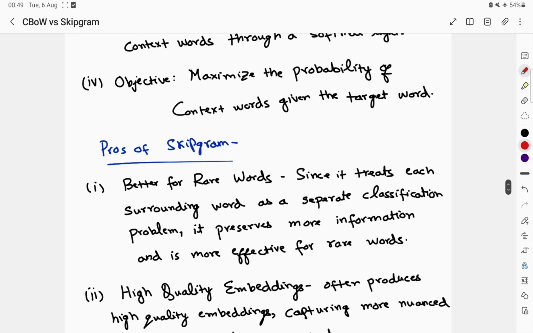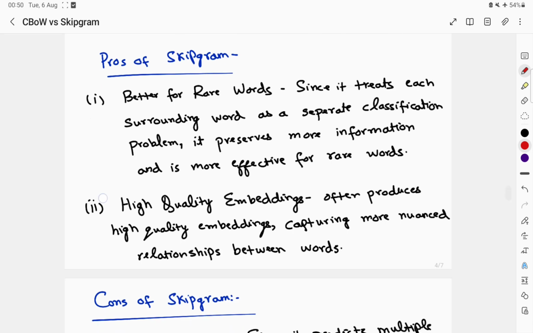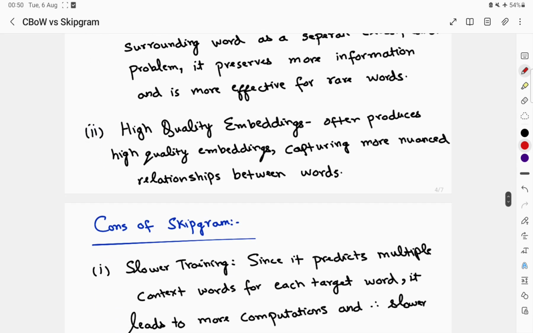Now let's talk about some of the advantages of the Skipgram model. Skipgram is better for rare words, the opposite of CBOW. It treats each of the surrounding words as a separate classification problem. Therefore, it preserves more information and is more efficient for rare words. It also often produces higher quality embeddings compared to CBOW, and it tries to capture more nuanced relationships between your words.